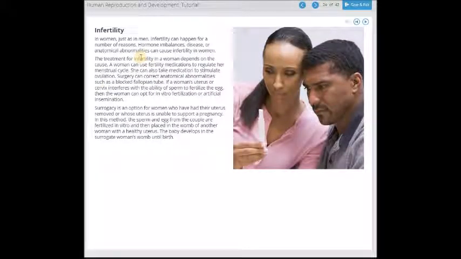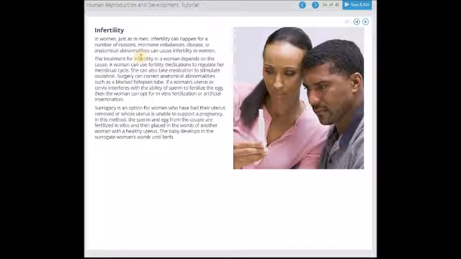Again, in females, the reproductive system can face problems just as in men. Females can have problems with egg production. They can have problems with the actual physical structure of the ovary, the fallopian tubes, the cervix or the uterus, and even the physical structure of the vagina that somehow causes all this to not happen the way it's supposed to happen.